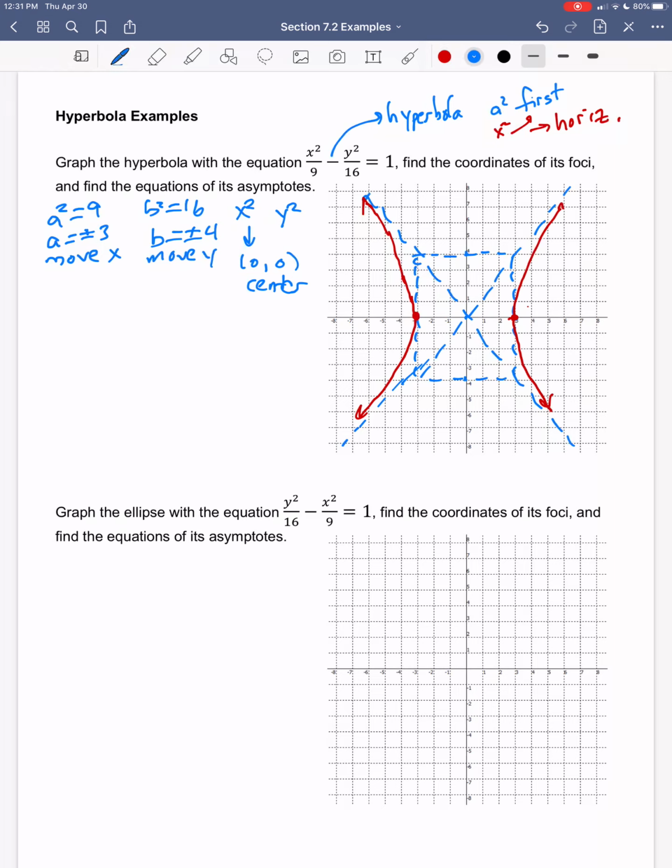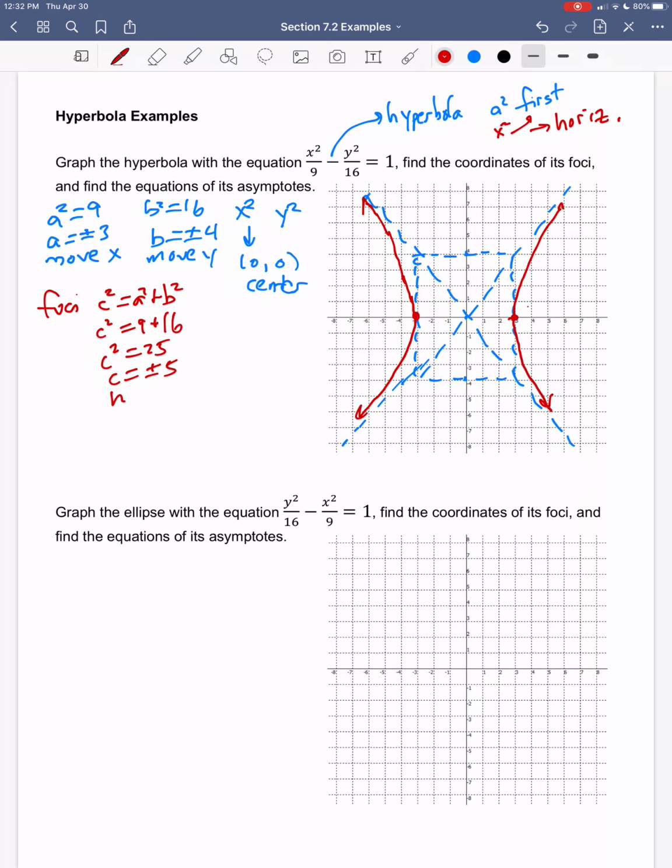For the foci, I need c. For a hyperbola, the foci are on the inside of the hyperbola, so outside the box. The distance to the vertex is a. The distance to the focus is going to be c, so c is going to be bigger than a. So I would have c squared equals a squared plus b squared. That would be 9 plus 25 here. I'm sorry, 9 plus 16. I was jumping to the answer. So c squared would be 25, so c is plus or minus 5.